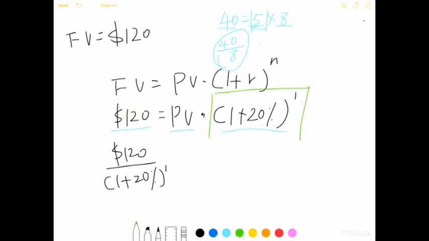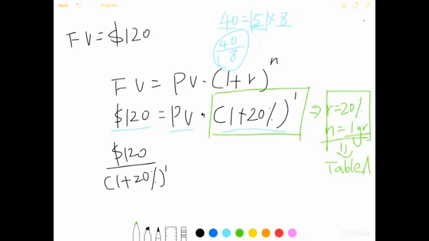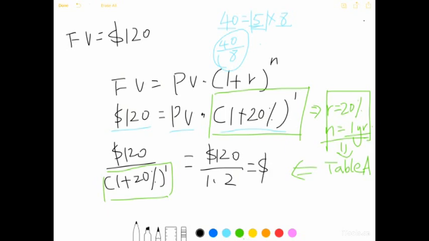When you're plugging in R equals 20% and N equals 1 year, this should give you the same value as this, right? So that equals 120 divided by 1.2, and that should equal $100, which is your present value. All right, when you compare this $100 present value from option B, it is exactly the same as your option A, which is getting $100 right now, today, right?